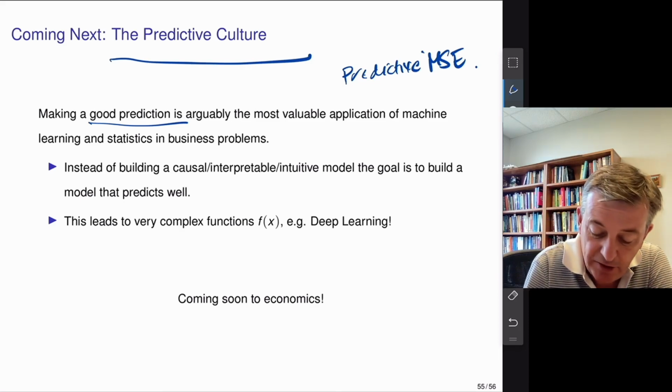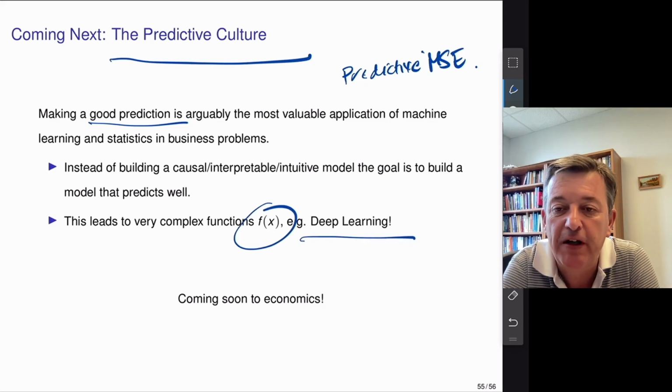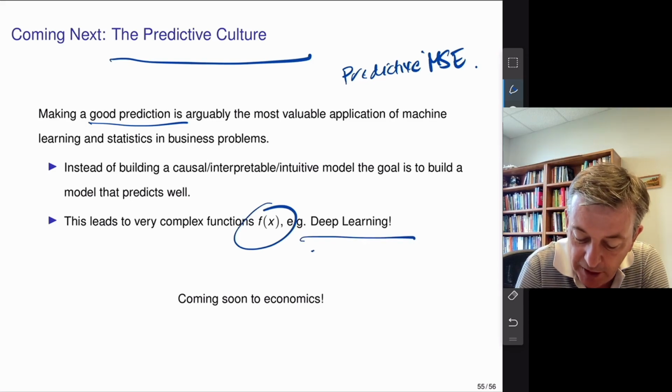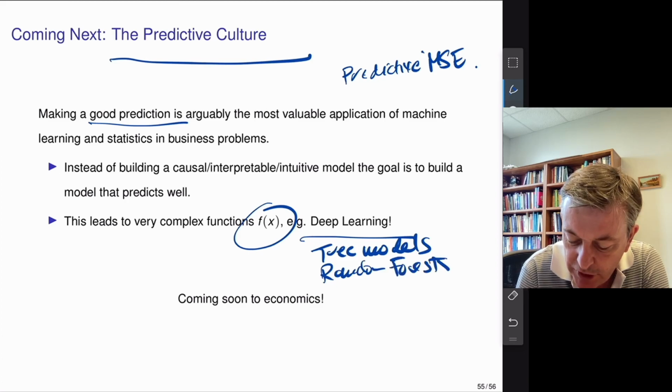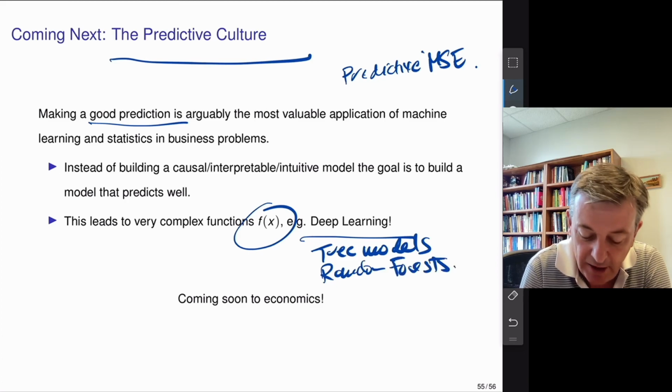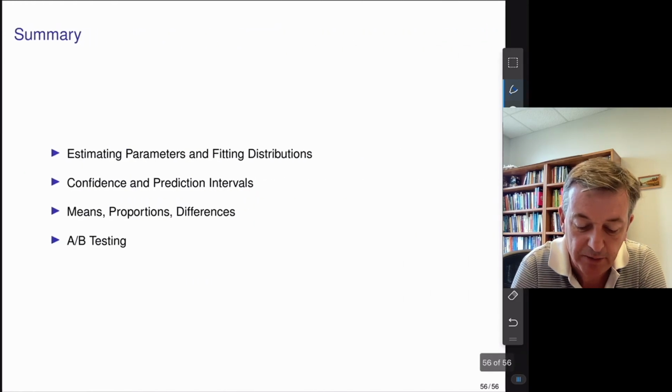And this can lead to very complex functions, F, and there's a race to find good predictors: deep learning, tree models, something called random forests, which is a generalization of tree models. And as I say here, it seems as if economics is moving more towards this predictive culture as well.